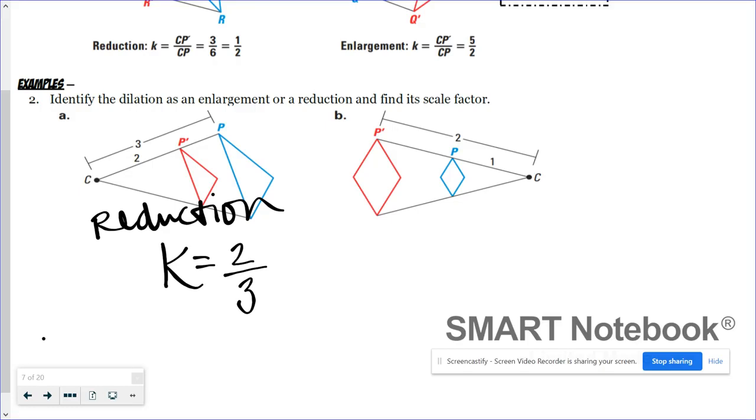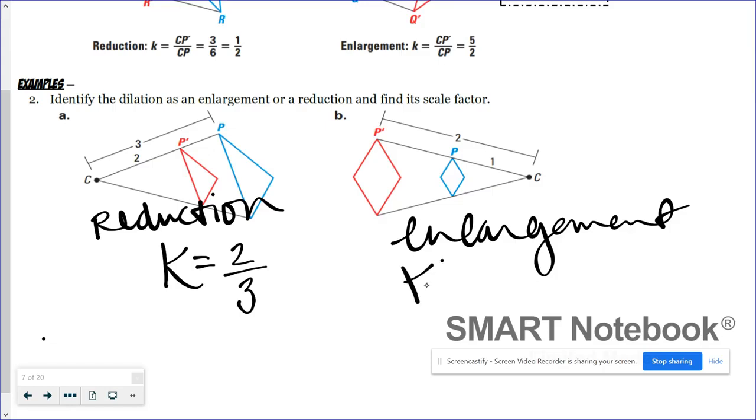Okay. And B, blue is the original, red is the image. Clearly it got bigger, so this is an enlargement, right? And then my scale factor is image over pre-image. So the image is 2, the pre-image is 1, so I can say 2 over 1. I can also just say 2.